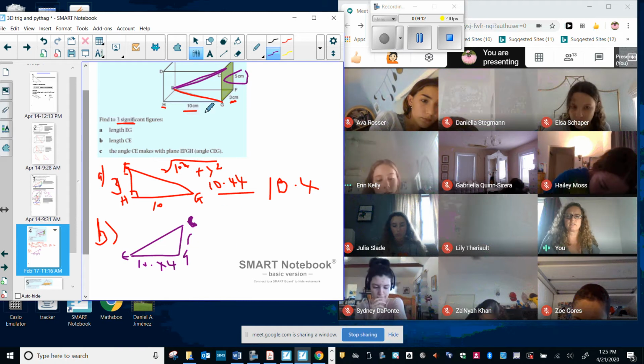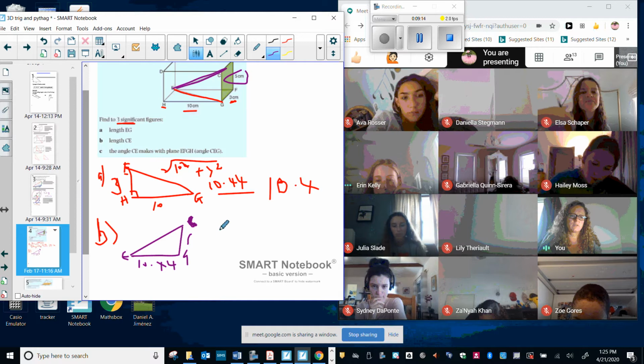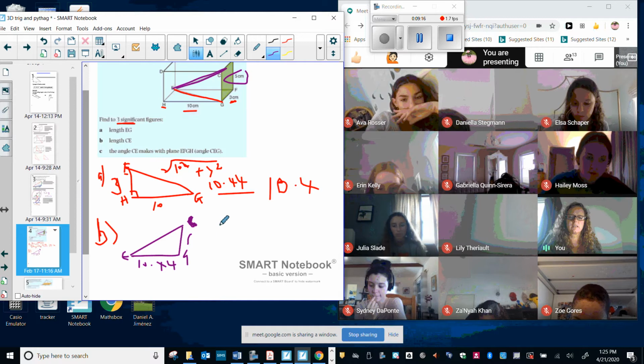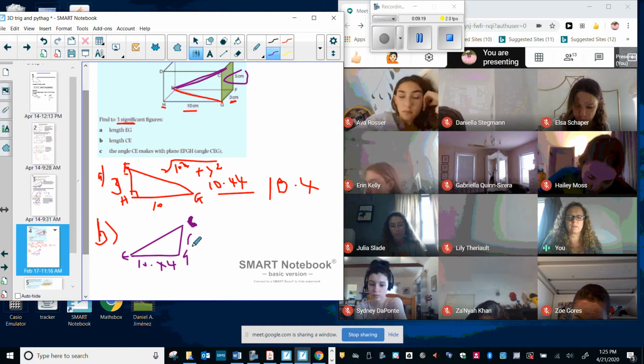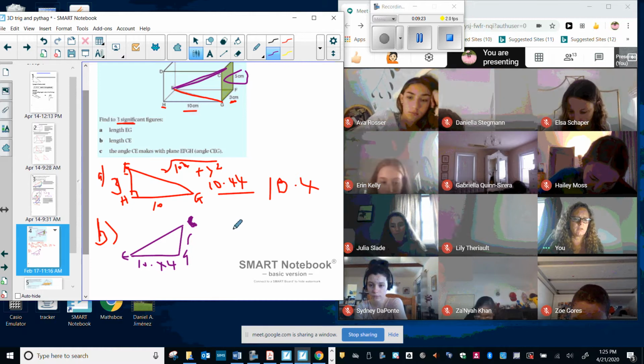Girls, I can't write it out. It's just too painful. It's 11.5. Okay, so we're doing 10.44 squared plus 5 squared, square rooting. Yes? Sorry, what did you say? 11.5. Thanks.